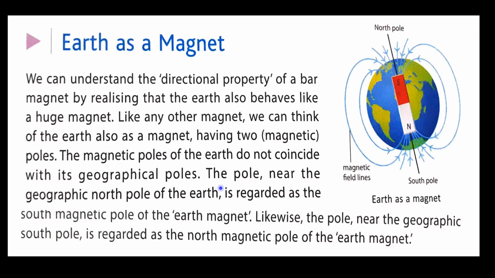The pole near the geographic north pole of the Earth is regarded as the south magnetic pole of the Earth magnet. Likewise, the pole near the geographic south pole is regarded as the north magnetic pole of the Earth magnet.